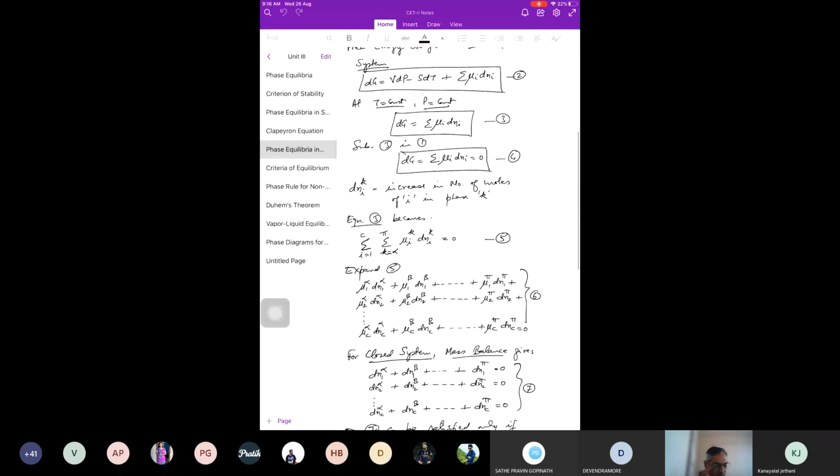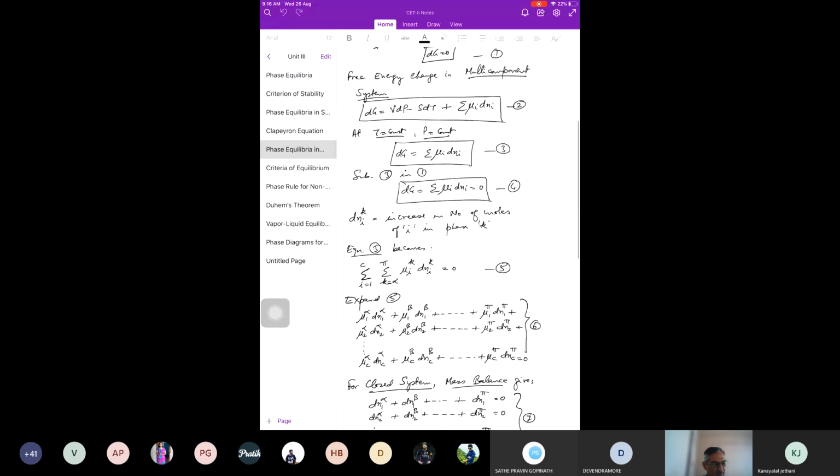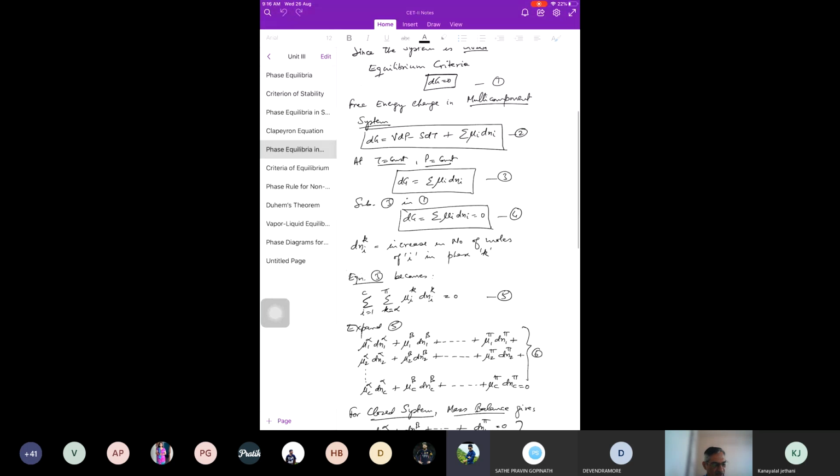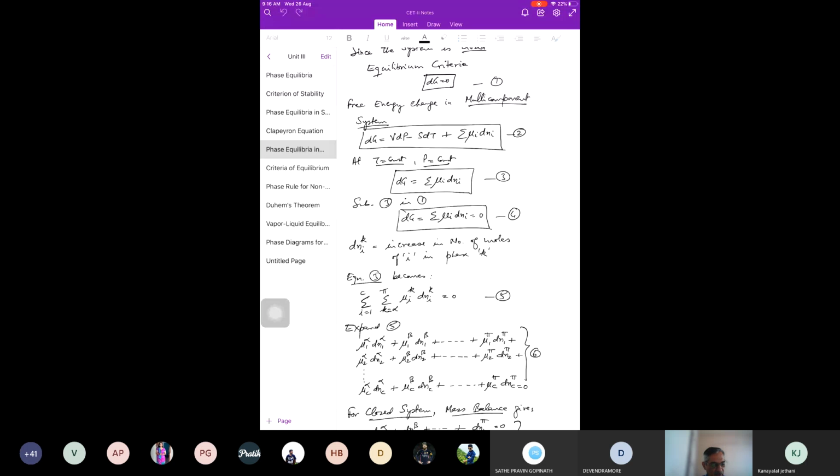So expand equation 5. Sir, repeat. Repeat what? What did Sir, you 5. Equation. Equation 5. Equation. Equation 4 is dG, that is change in free energy of the system, is equal to summation of mu I dNi equal to 0. That is general equation which you derived, right?